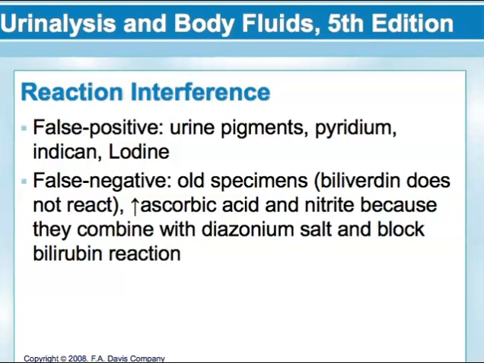False negatives could be due to old specimens because bilirubin breaks down in the presence of light, which is referred to as photooxidation. So it breaks down to biliverdin, which will not react with the diazo tests. Also, when the hydrolysis of bilirubin diglucuronide produces free bilirubin, because this is less reactive in the reagent test strips, large amounts of ascorbic acid or nitrite can lower the sensitivity of the test because these substances can combine with the diazo salt and prevent its reaction with the bilirubin.